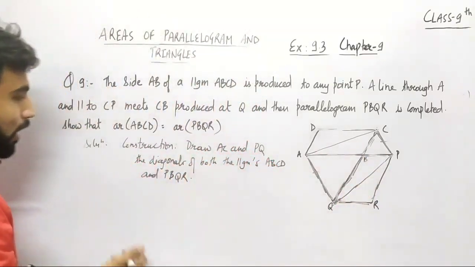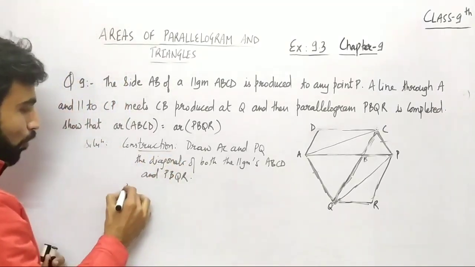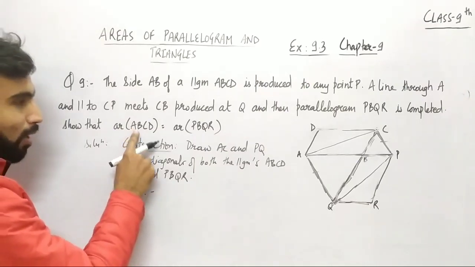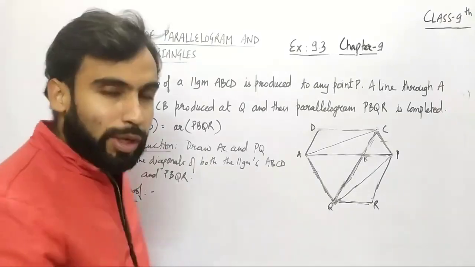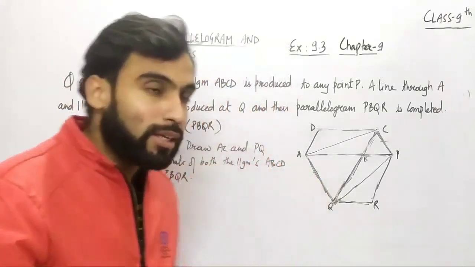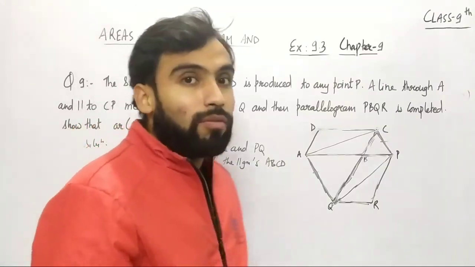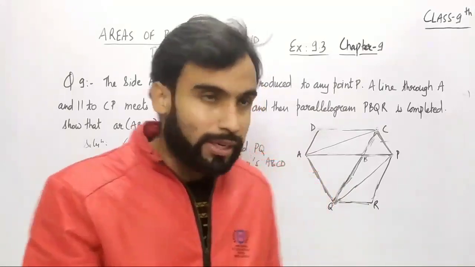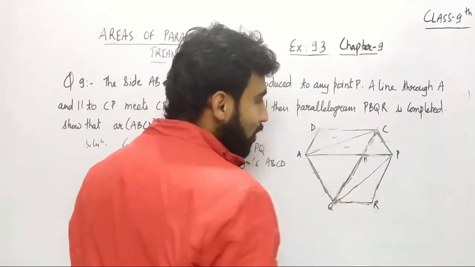अब हम मूव करते हैं हमारे सॉल्यूशन की तरफ. So how we will now prove that area of parallelogram ABCD is equal to the parallelogram PBQR. So कैसे प्रूव करेंगे? सबसे पहली चीज, मुझे पता है कि जो डायगोनल है वो डिवाइड कर देता है पैरेललोग्राम को इन टू इक्वल पार्ट्स, राइट? सो आप देख सकते हैं ये जो डायगोनल है वो इस पूरे पैरेललोग्राम को दो इक्वल पार्ट्स में डिवाइड करेगा.